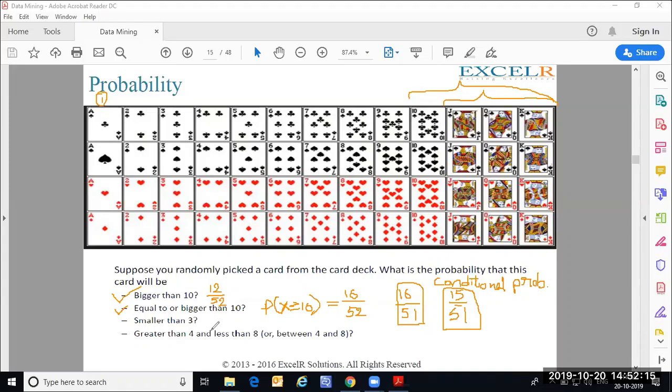And no more tricks further. Let's be straightforward. Let's say I already replaced the cards which I picked up in the first two instances. Now, what is the probability associated with a card being smaller than 3? 8 by 52. Clear, friends?